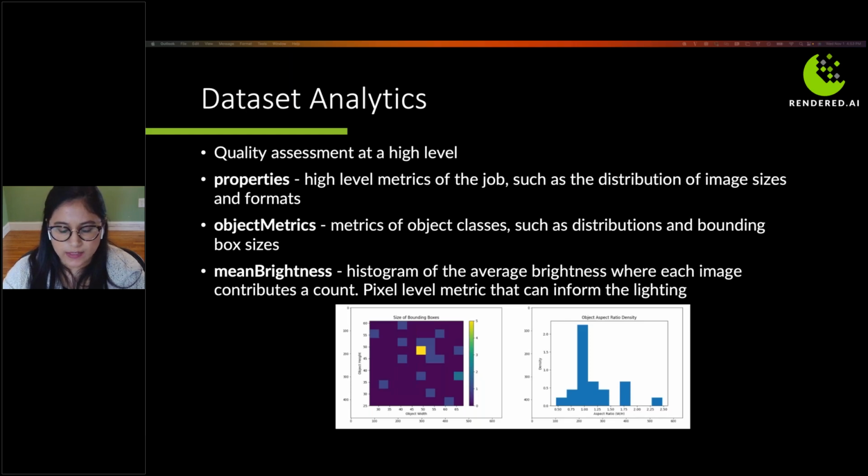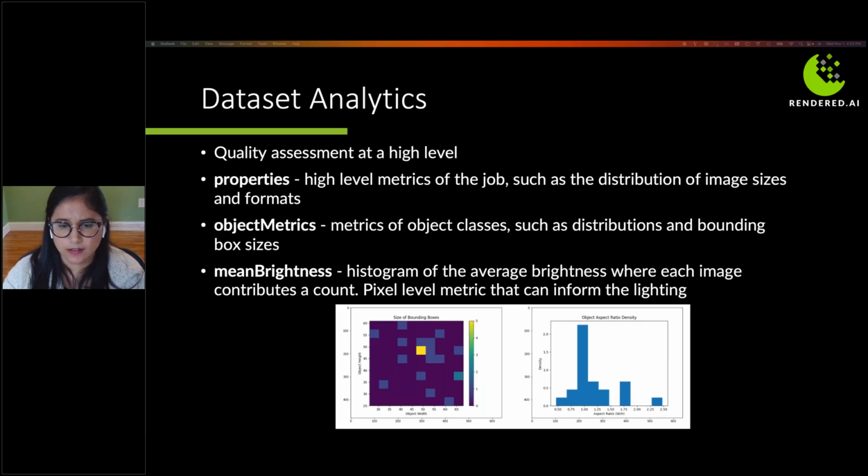This is useful for cases where you want consistent lighting across each of your images, maybe you're doing monitoring of an indoor warehouse where the lights are always on, you'd probably want consistent brightness for each image. Whereas if you're trying to simulate different times of day, then you would want to see variation in your brightness. So I have some screenshots here of two plots that we provide.